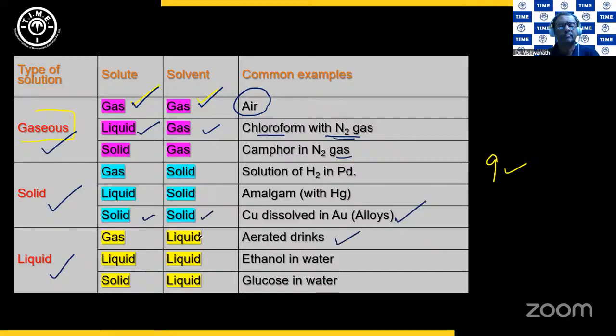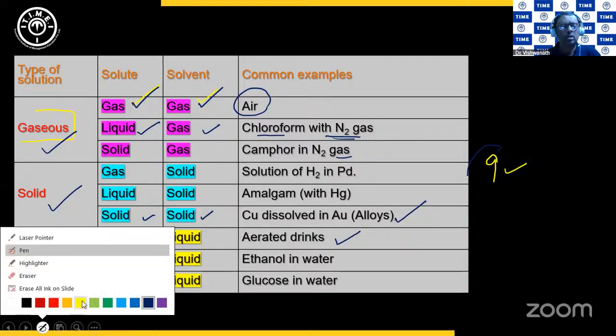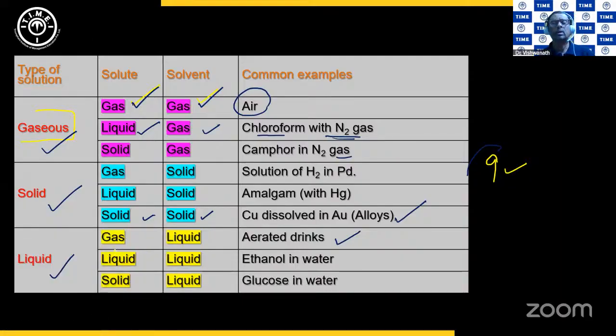Aerated drinks are gas in liquid, for example, carbon dioxide dissolved in water. So like that, we have got various combinations here. 9 of them we have seen here. I hope these are all known to us. We are familiar with all these different kinds of solutions in whatever physical state they are, whether they are gases or solids or liquids. Hope this is clear.